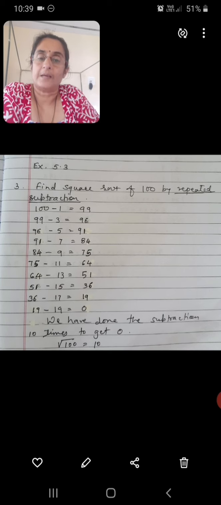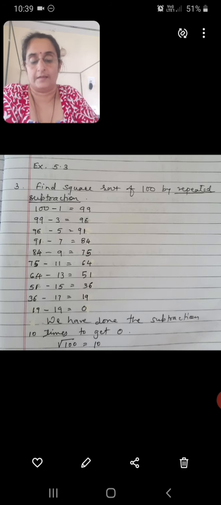Now after some calculation I got 0. Now how to find the root? We have to check how many subtractions we have done. We have done the subtraction 10 times. So the root of 100 is 10. You have to count how many subtractions we have done, and that number will be the root of the given number.